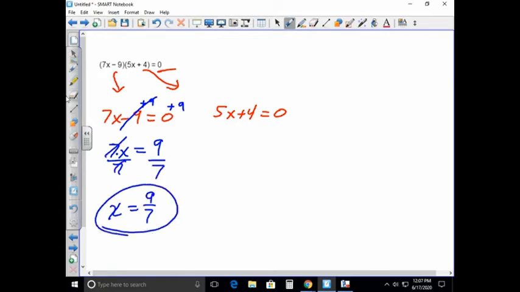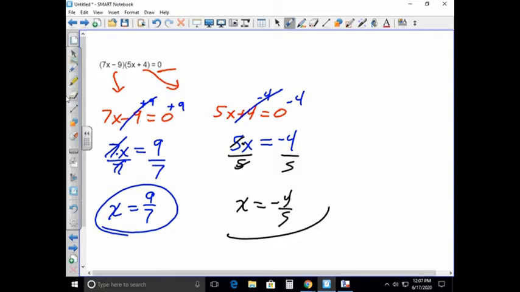On the other one, we want to get 5x completely by itself. So take the 4 to the other side. So 4 minus 4 is 0. So we're left with 5x on the left, negative 4 on the right. And again, the opposite of multiplying is to divide. So those 5's cancel. So negative 4/5. So just be careful that you don't just say, oh, it's just the opposite. Yes, that's true sometimes, but it's technically what makes that equal to 0, what makes that equal to 0.